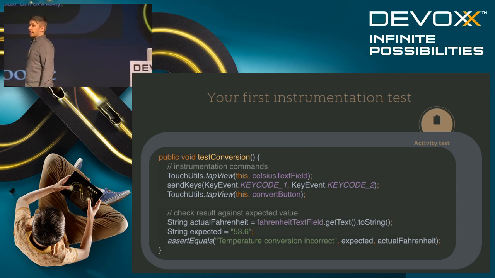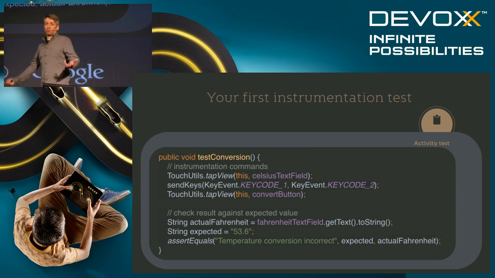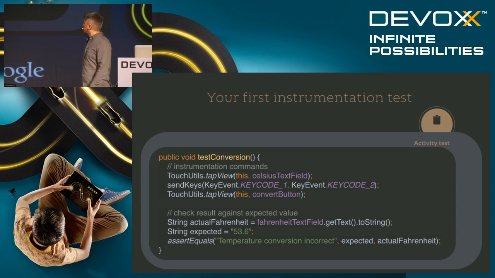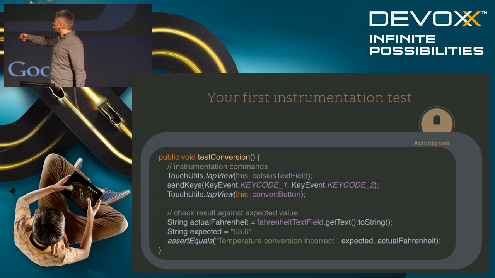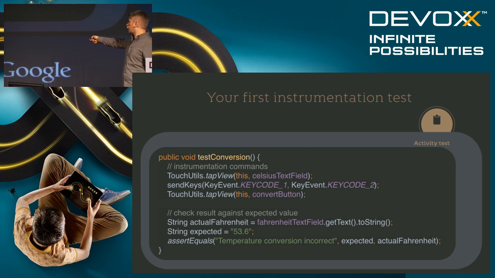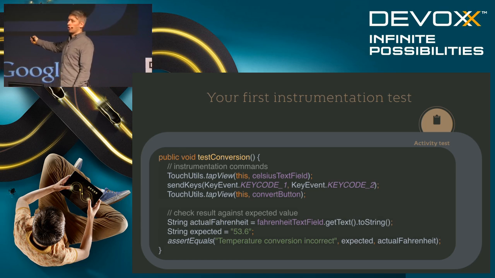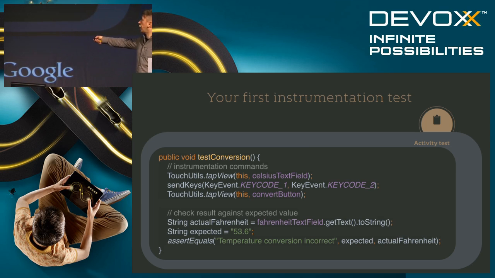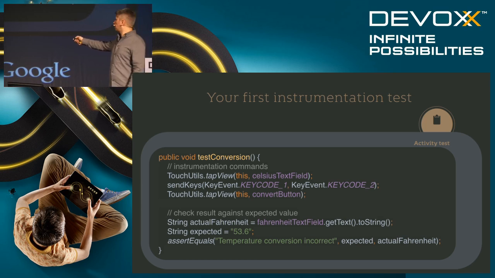So, what am I doing here? This is what I could say is a test for my temperature converter application. You see that I use the touch utils and I tap on my Celsius input field. Then I can send it some keys. So I just send 1 and 2. I want to input 12 degrees. And then I touch my convert button.